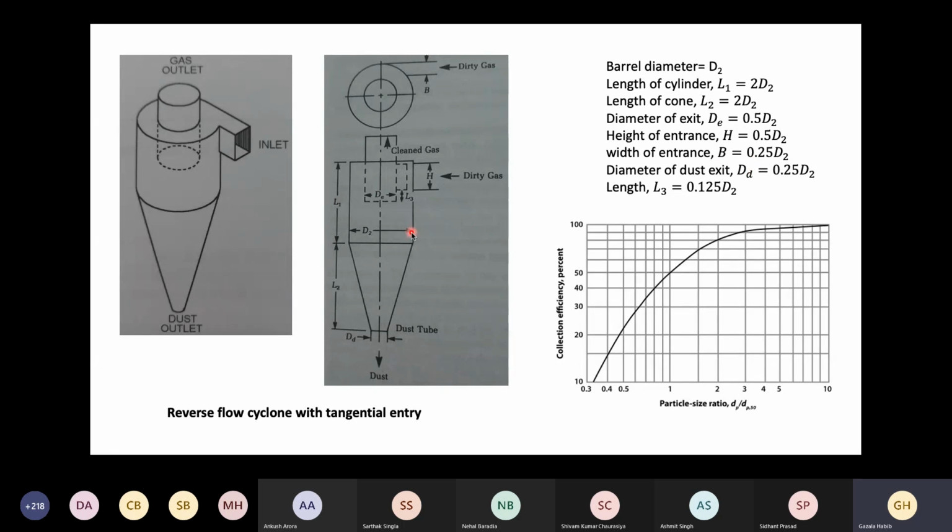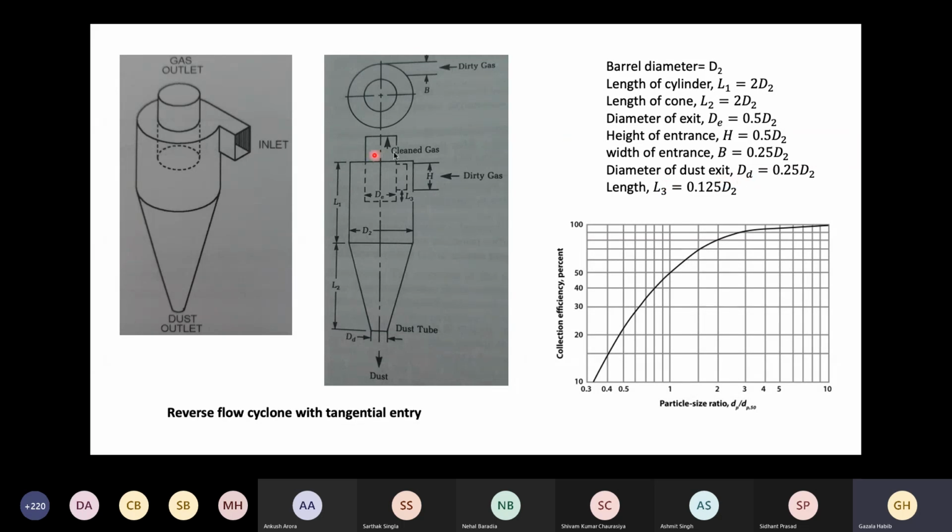What is the difference between B and H? Can you see B here? I don't think B is given. Oh, yeah, okay. So this would be B, here it is shown, right? H is the vertical height of this inlet, and B is the width of the inlet. Okay, so the width of the entrance.